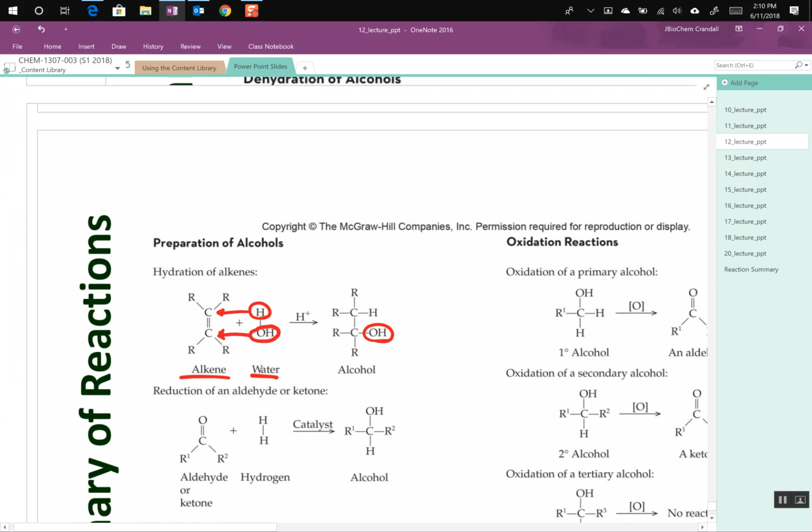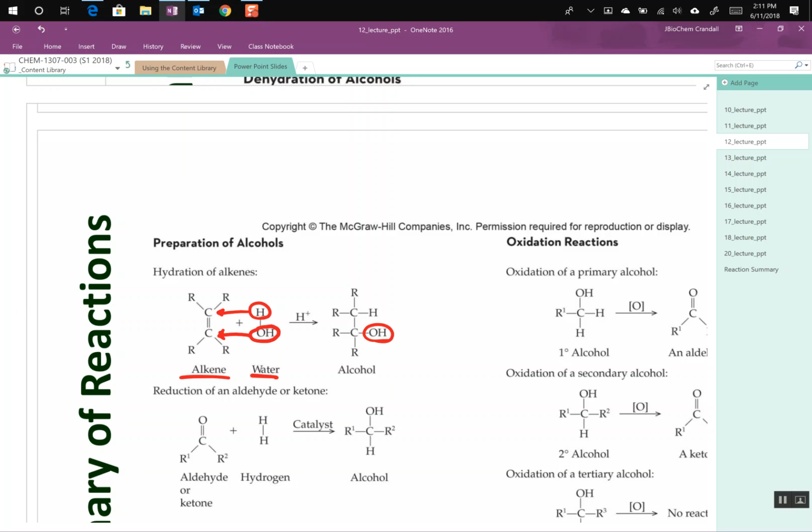Now, what rule do we follow for that? This is very simple, there's no rule followed here, but let's say that this was a longer chain of carbons. What rule would we follow? That's right. The hydrogen would go to the one with more hydrogens.